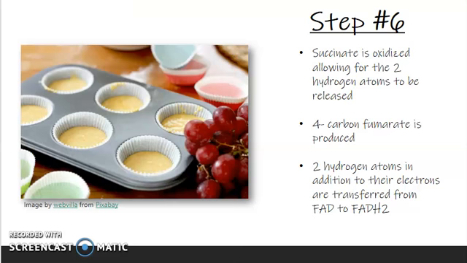In step 6, the succinate is oxidized, allowing for the 2 hydrogen atoms to be released. 4-carbon fumarate is produced, and 2 hydrogen atoms, in addition to their electrons, are transferred from FAD to FADH2.